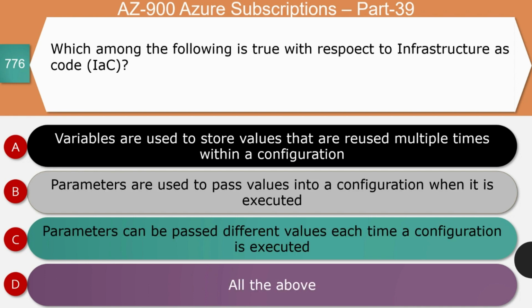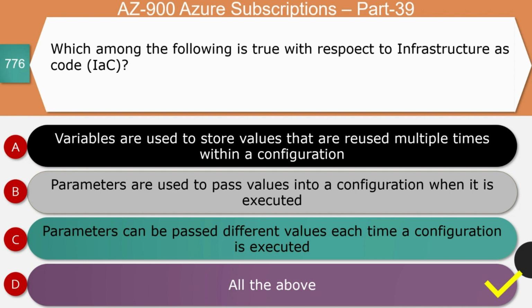Next question. Which among the following is true with respect to infrastructure as code? Option A. Variables are used to store values that are reused multiple times within a configuration. Option B. Parameters are used to pass values into a configuration when it is executed. Option C. Parameters can be passed different values each time a configuration is executed. Option D. All the above. The right answer for this question is all the above; they are all true with respect to IAC.